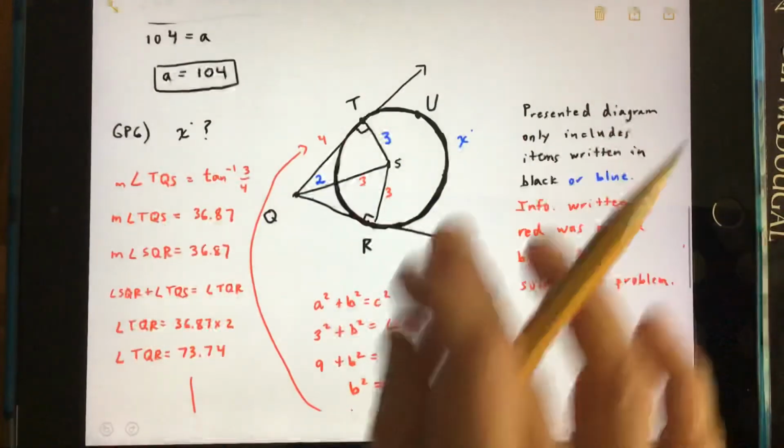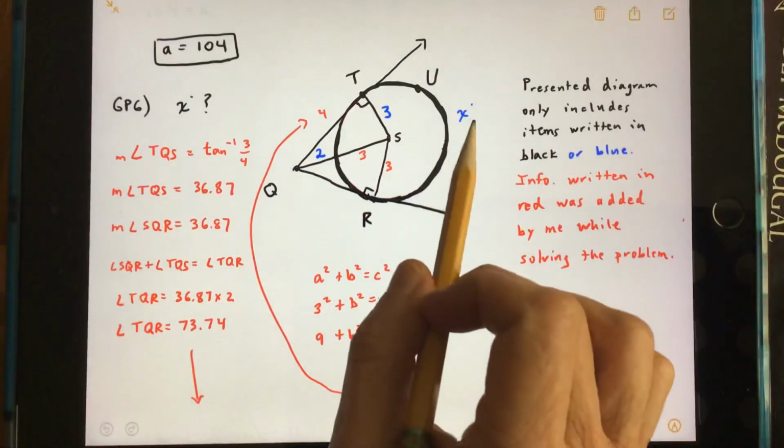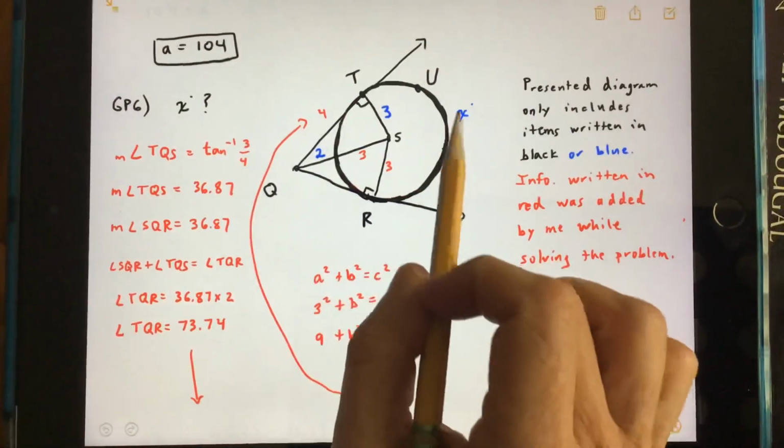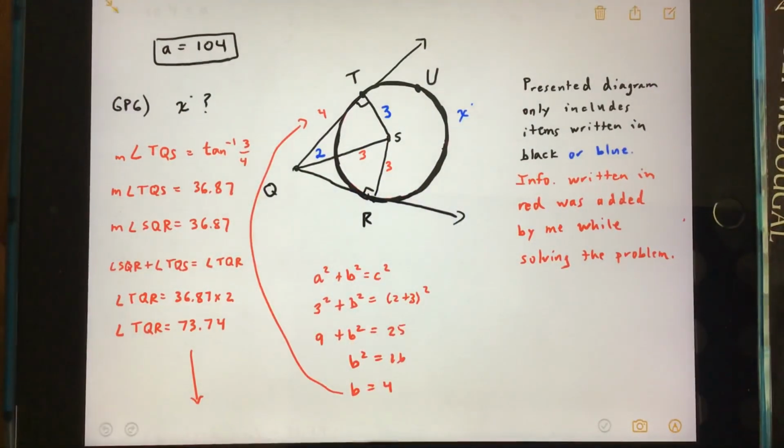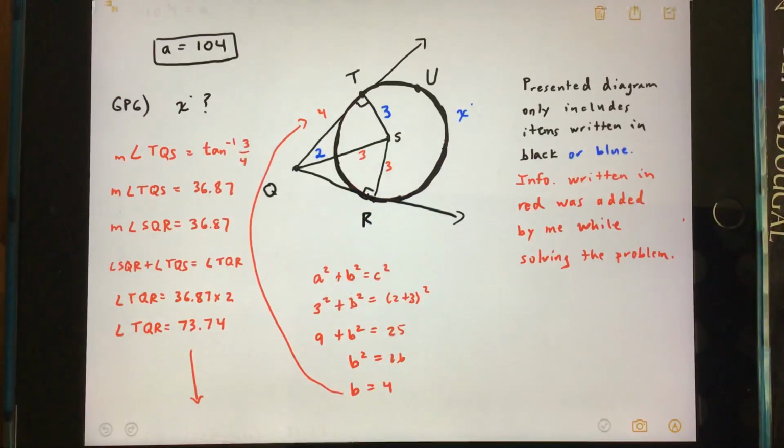Guided practice 6. So on guided practice 6, we're asked to find out what this measurement is for this large arc, X. Okay, so there's going to be a series of steps that we're going to go through, and we're also going to use some ideas that we learned in our chapter about trigonometry a few chapters ago. So first of all, to get ourselves oriented, the diagram that's presented here includes only the blue and the black. Anything I wrote in red, these two numbers here, that's information I added while working on solving the problem.